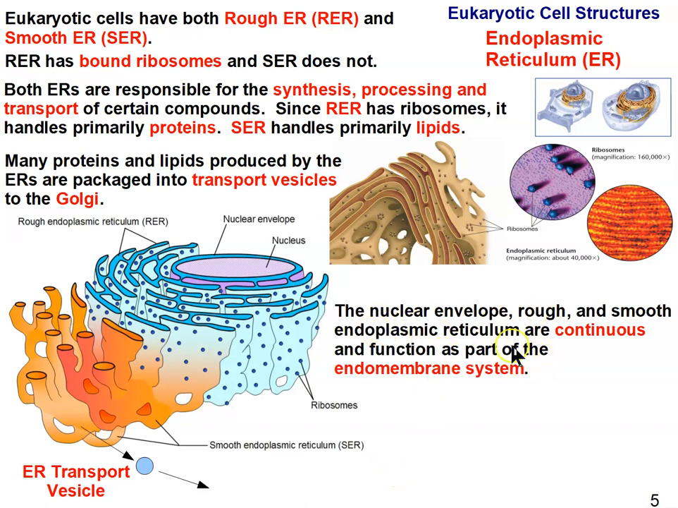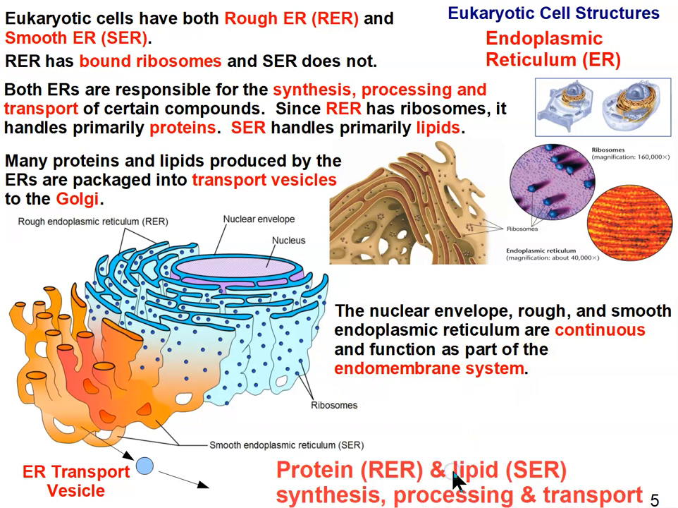So, like I pointed out, the nuclear envelope, rough and smooth endoplasmic reticulum are continuous. Notice the connection here between the nuclear envelope and the rough endoplasmic reticulum, and then the rough endoplasmic reticulum is kind of transforming into smooth endoplasmic reticulum, and it's all connected together, so continuous, and functions as part of the endomembrane system of the cell.